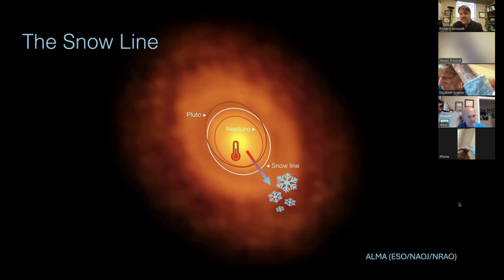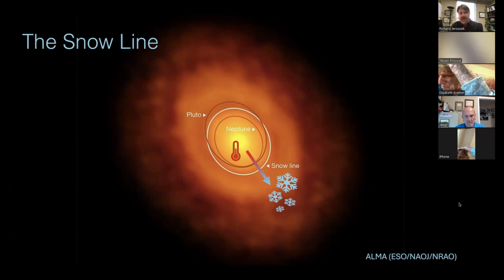We also could talk about a rock and metal condensation line. If you get close enough to the center of the disk, the temperatures are thousands of degrees, and even rock will be in a vapor form. But once we move outside, it cools off enough, just below 1,000 degrees, you start getting solid bits of rock and metal condense out.